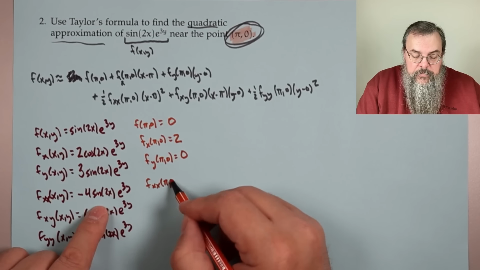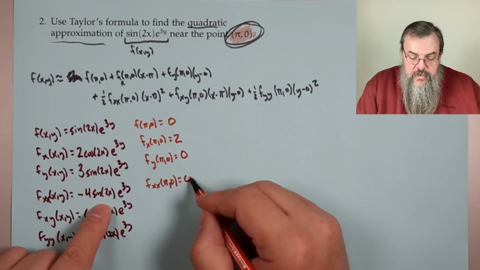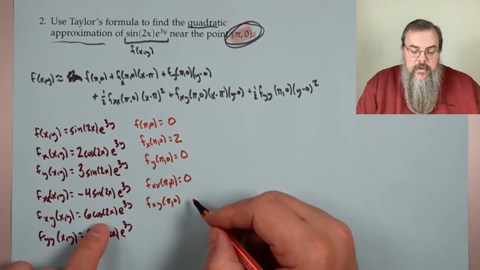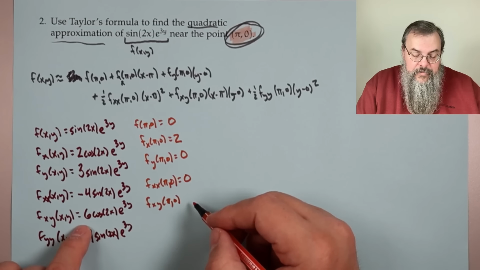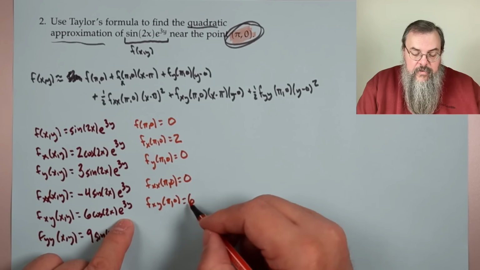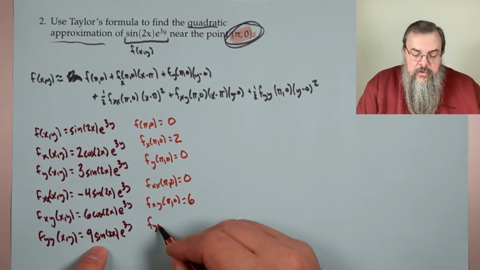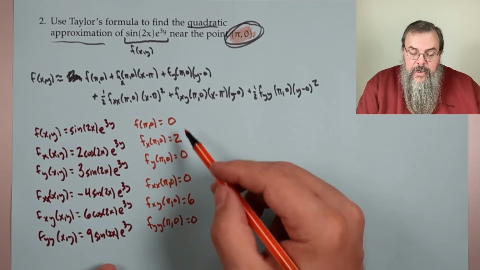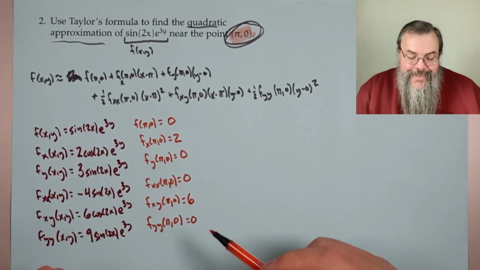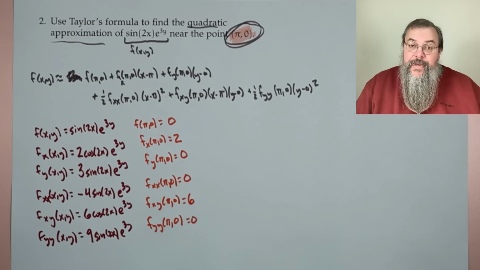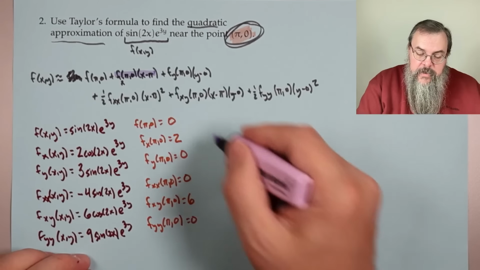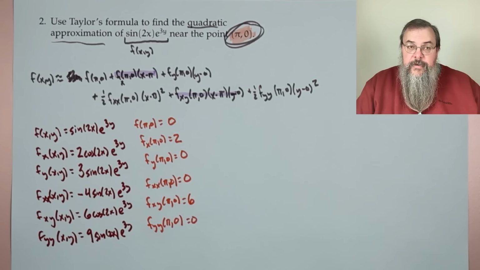f_xx at pi, 0. Well, again, we have sine of 2 pi, which is 0. f_xy at pi, 0. Well, cosine 2 pi is 1 times 6. e to 0 is 1, so that's 6. f_yy at pi, 0. Sine of 2 pi is 0 again, so 0. So that's okay. Lots of zeros. We don't mind lots of zeros. So what are the pieces that aren't going to be zeroed out for us? Well, we will have an f_x term and the f_xy term. Everything else is already 0.